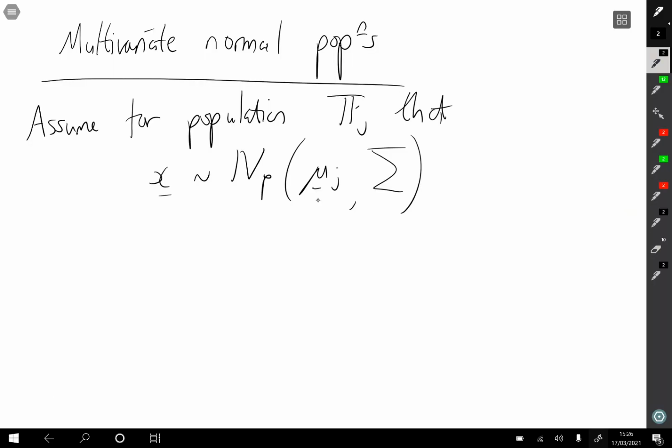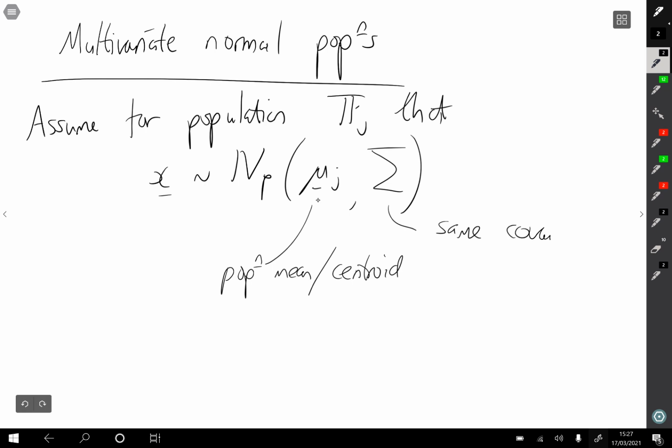Now we'll consider the situation where each of the populations has cases that have a multivariate normal distribution. We'll assume that for population j, the x's we observe have a multivariate normal distribution with p dimensions, with population mean mu j, which we sometimes call the population centroid, the centre of the population, and a covariance matrix sigma. Note that we've got the same covariance matrix for all the populations.